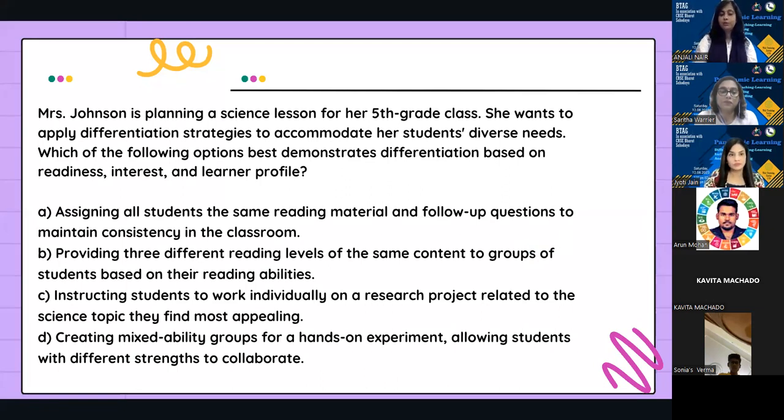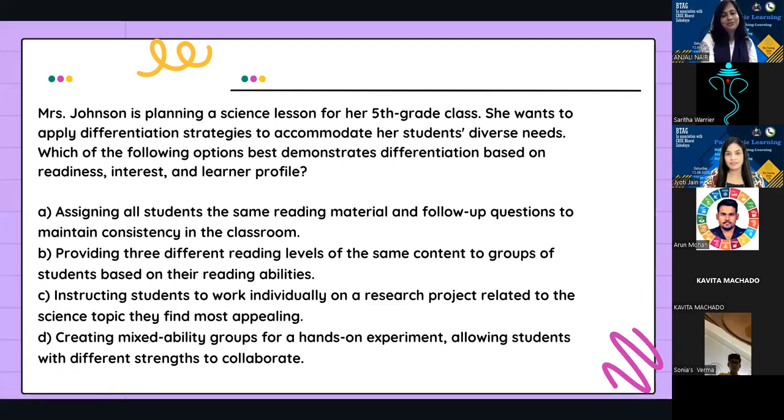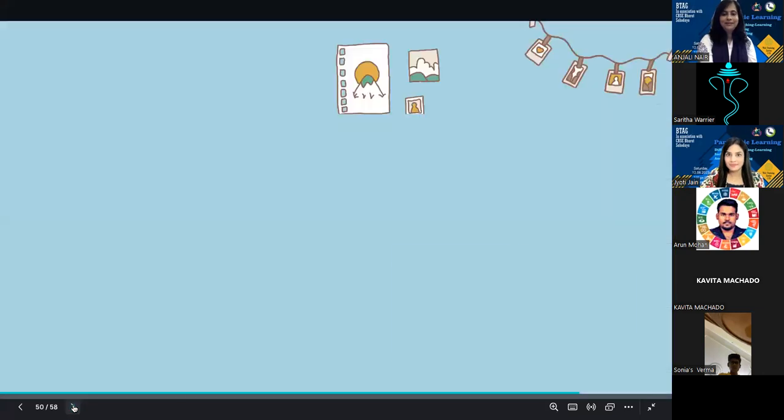Four options are visible on the screen. Which option do you think best demonstrates differentiation based on readiness, interest, and learner profile? The responses coming from the audience are option D. Most of the educators are answering option D. Yes, ma'am, D is the correct option. So I think you have understood what is differentiation based on readiness, interest, and learner profile. I'm so glad that you have answered it correctly.